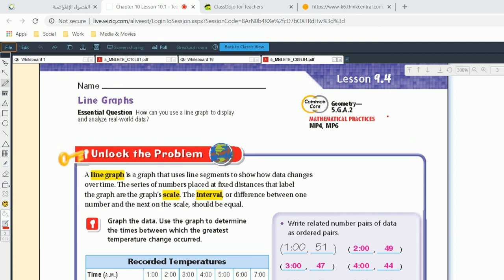Hello everyone, today's lesson is line graphs in chapter 9, lesson 9.4.